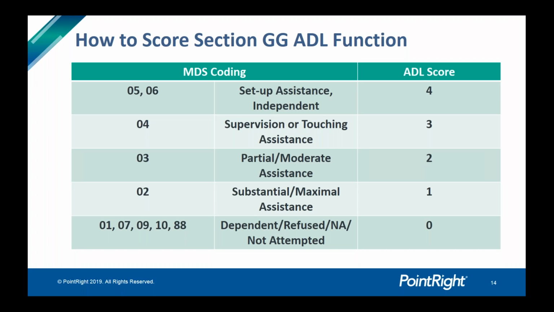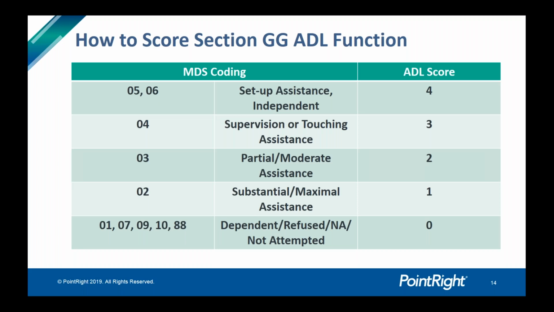Partial moderate assistance and substantial maximal assistance. The difference between those is partial moderate is less than half of the effort done by the helper. Substantial maximal assistance is more than half of the effort done by the helper. And as you can see here, the score goes down the more assistance the helper does. When we get all the way down to total dependence or didn't happen, whether the resident refused or it is not applicable or it was not attempted, then you get down to a score of 0 for that item.